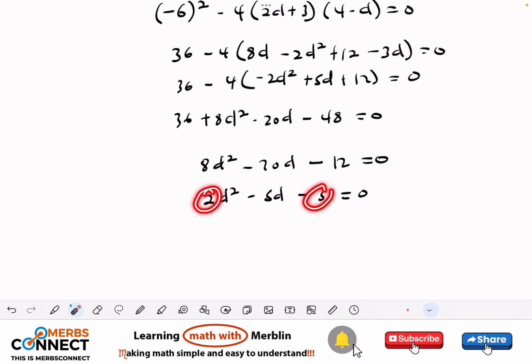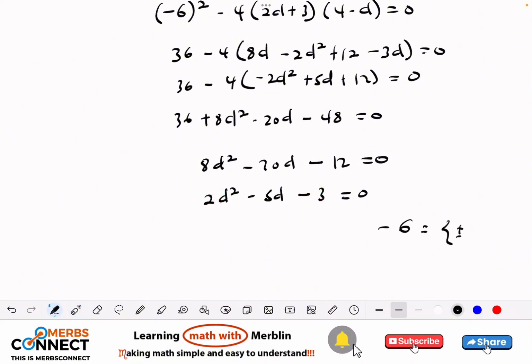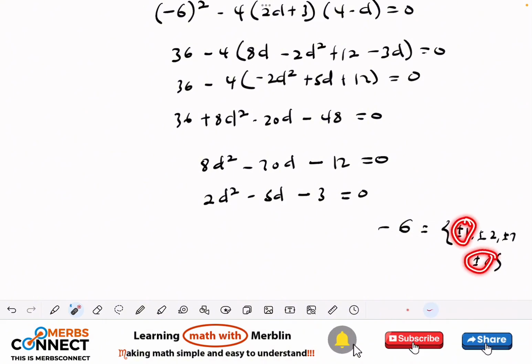2 times 3 is 6. So we need to look for factors of minus 6. So plus or minus 1, plus or minus 2, plus or minus 3, and plus or minus 6. These are the factors of minus 6, right? So we need to pick two of them, either 1 and 6 or 2 and 3, so that we can get the 5 here. So let's see.